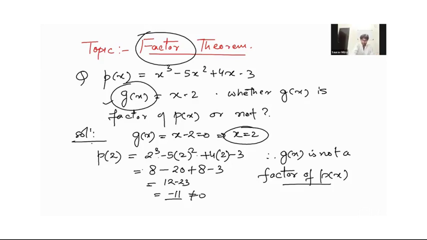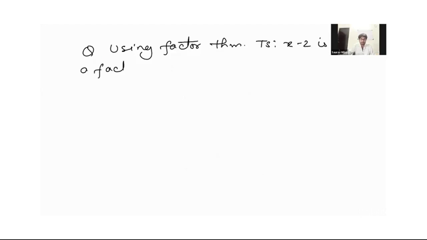So let's check another example. Now, again, we will use the factor theorem to show x minus 2 is a factor of x cube minus 8 or not. So they are saying that it will be a factor.